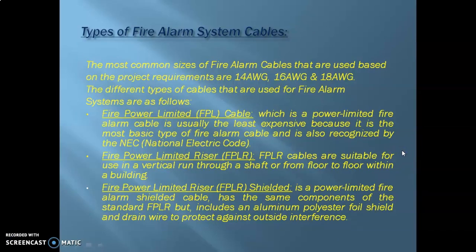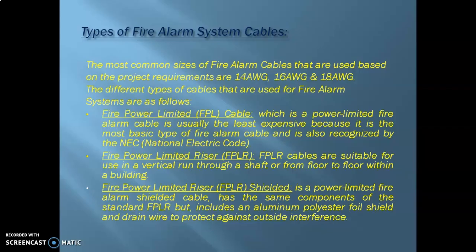So the next topic of discussion will be the types of fire alarm system cables. Now the most common sizes of fire alarm system cables that are used based upon the project requirements are normally your 14 AWG, 16 AWG and 18 AWG cables, where AWG stands for American Wire Gauge. Of course you can utilize other sizes of cables such as 12 AWG based upon the site conditions as well. Now the different types of cables that are normally used for fire alarm systems are mentioned below.